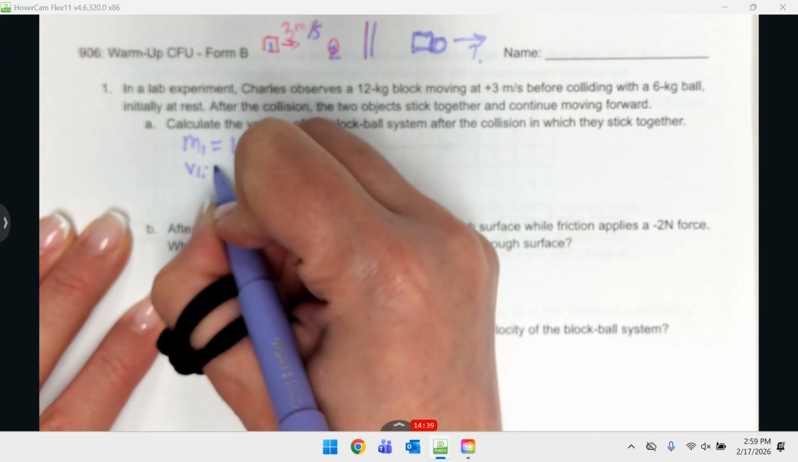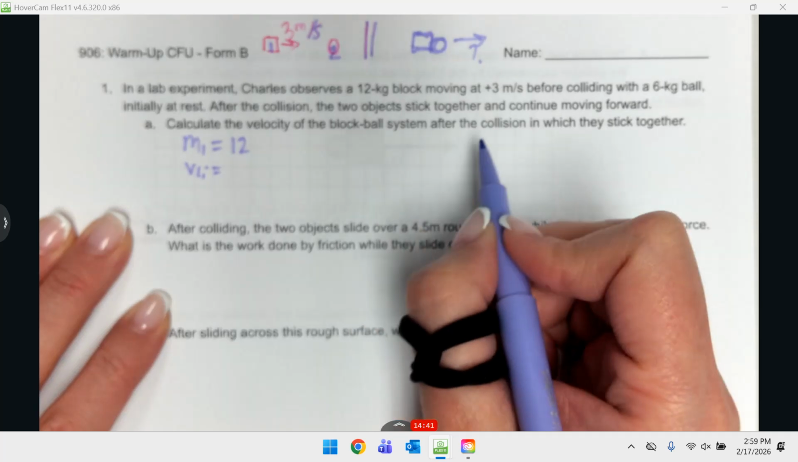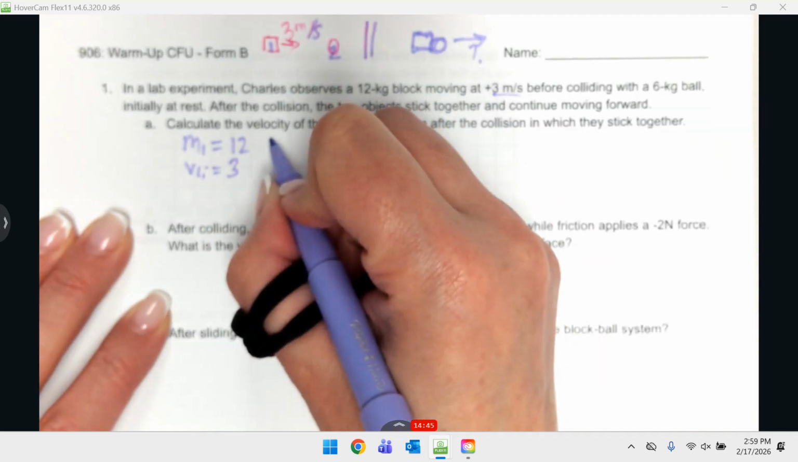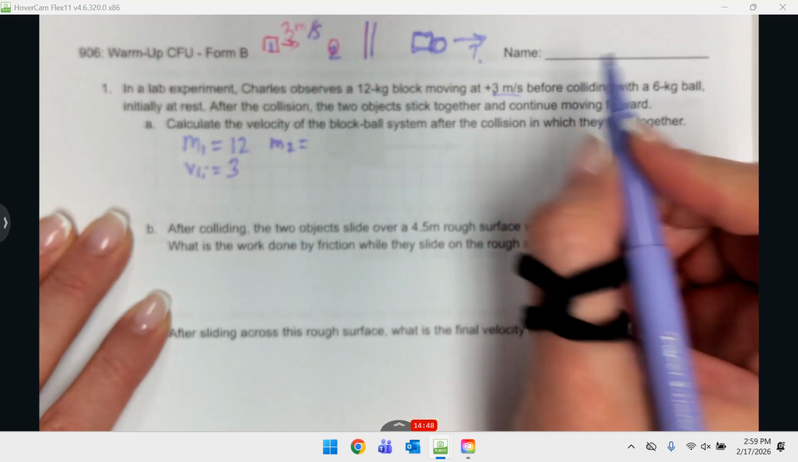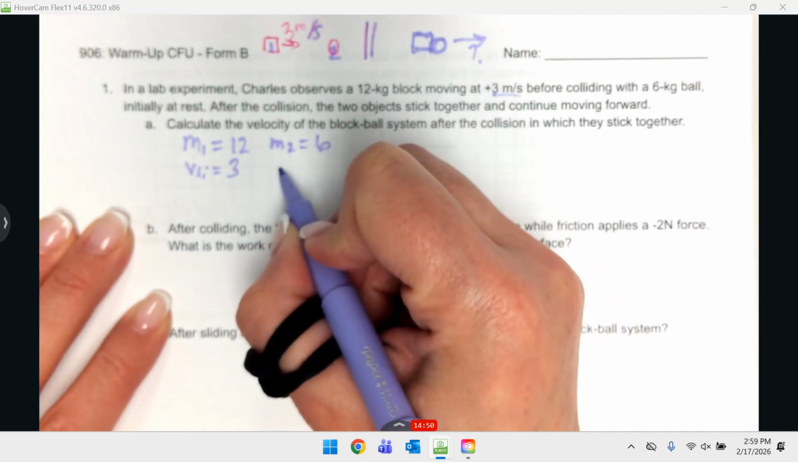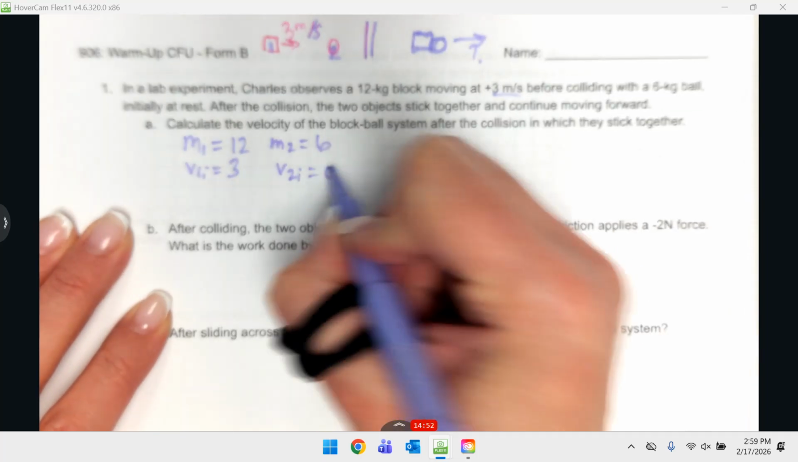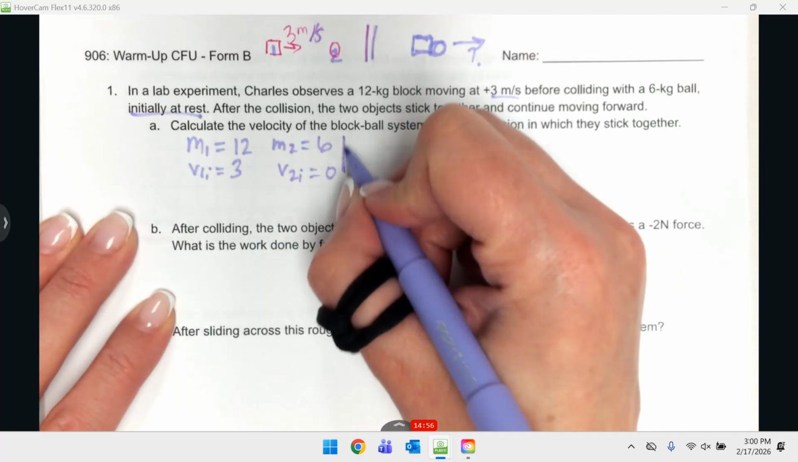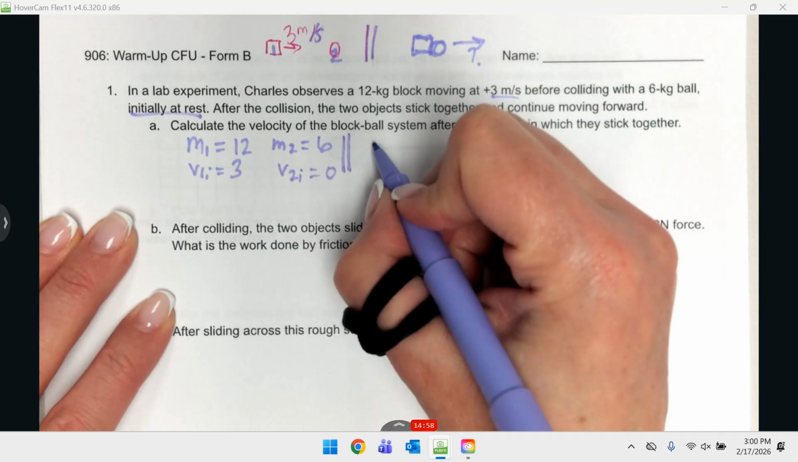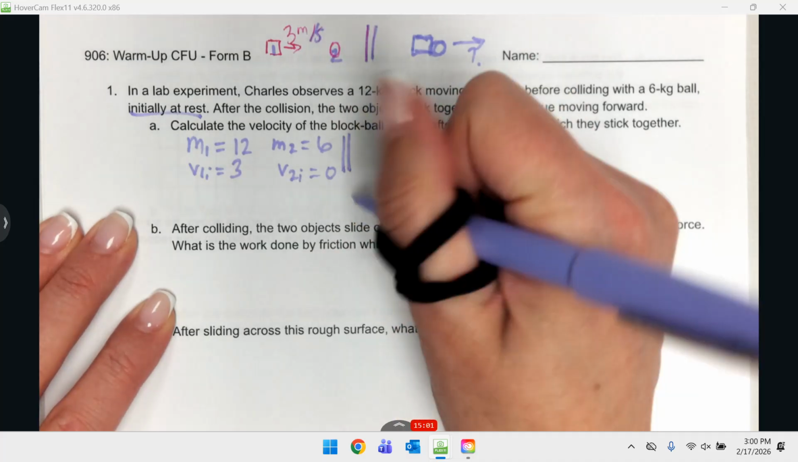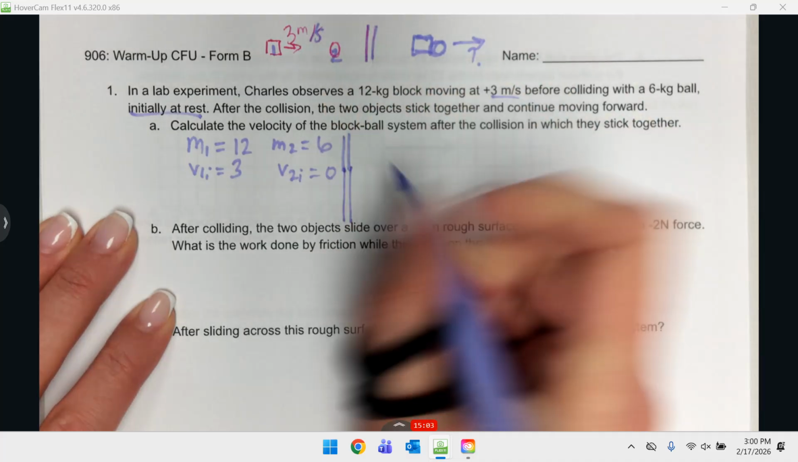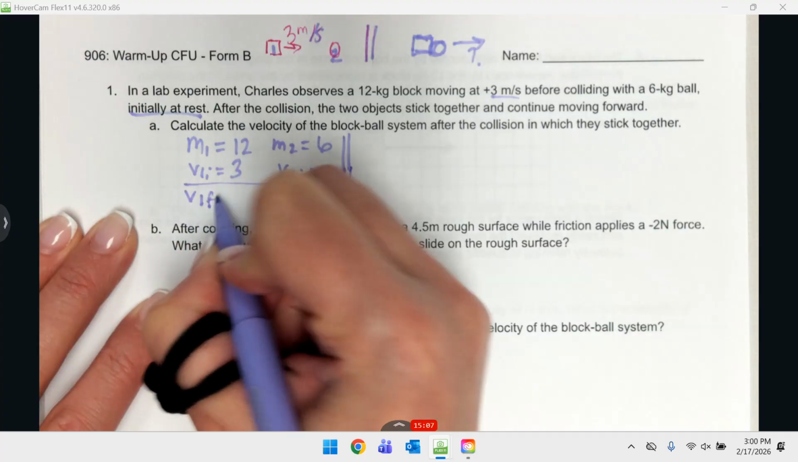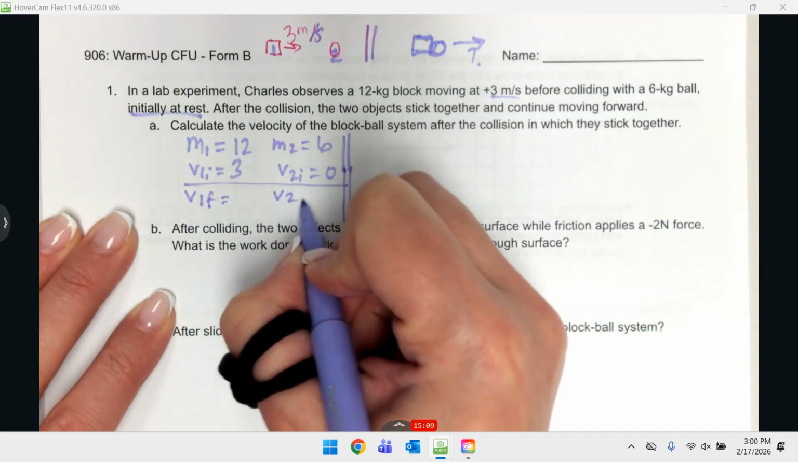V1 initial will be the 3 meters per second that it's initially traveling at. M2 is going to be the ball. Its mass is 6 kilograms, and its initial velocity is 0 because it says it's initially at rest. After the collision, again, my masses don't change, so what we're going to be looking at afterward is just the velocities, so V1F and V2F.